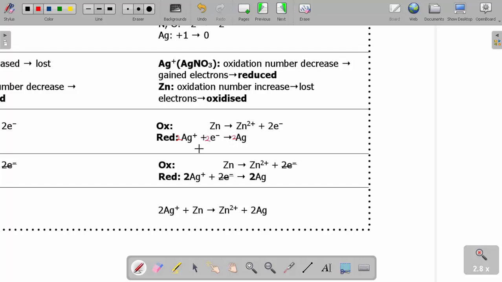So when I add, I'm going to cancel these 2 electrons with these ones here to get my overall equation. So it's going to be zinc, which you see here, plus 2 silver ions, Ag+, to give me zinc 2+ ions plus silver. So that is my overall net redox equation. Okay, so this is my redox equation, which is called the net. It is formed by adding 2 half reactions of the oxidation and reduction.